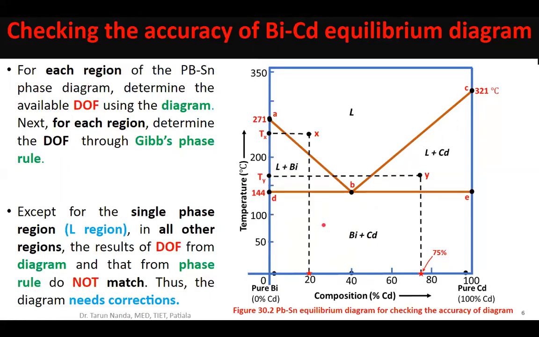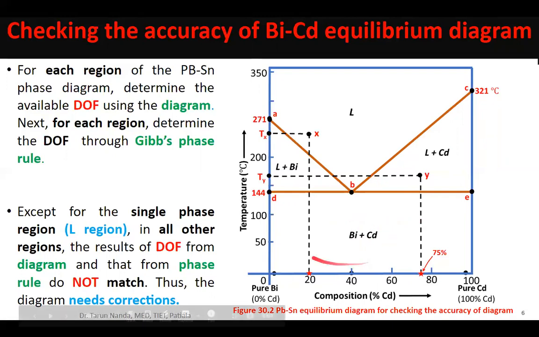But students, when you will apply the Gibbs phase rule over here, P plus F is equal to C plus 1. C is 2. So C plus 1 becomes 3. P plus F, we are in a two-phase region. So when you are in a two-phase region, P is 2 plus F. So 2 plus F is 3.